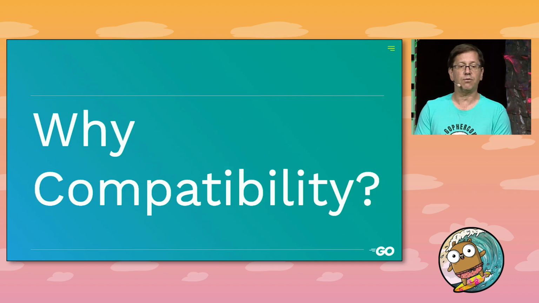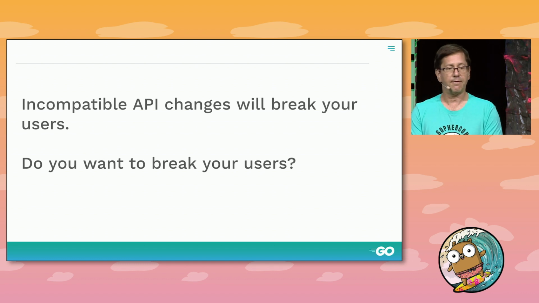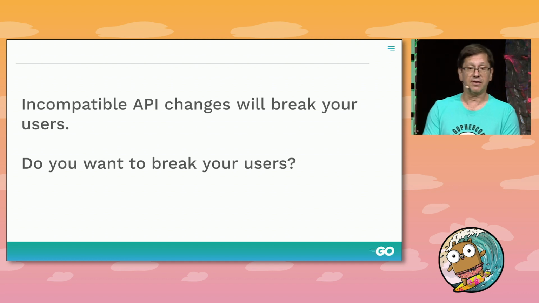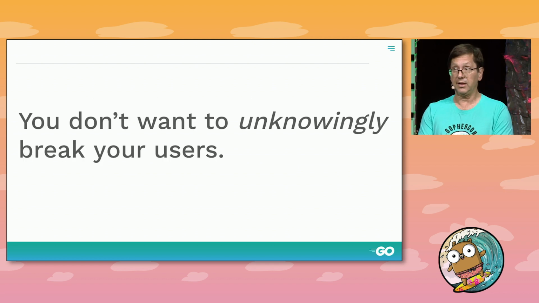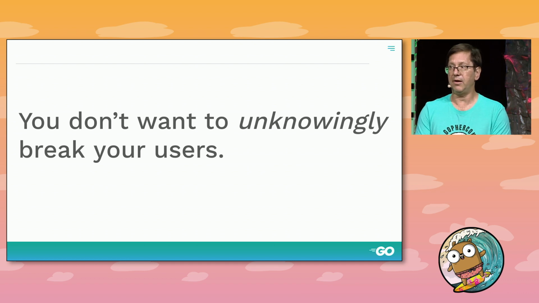So why should we care if we can detect API compatibility? Well, an API is what's visible to your users, so an incompatible change to the API will break your users. That's pretty much what incompatible means. So do you want to break your users? Well, maybe. There could be good reasons to do so, like security fixes, but I think we can all agree on this. You don't want to unknowingly break your users. If you made a breaking change to your code, you want to know about it.